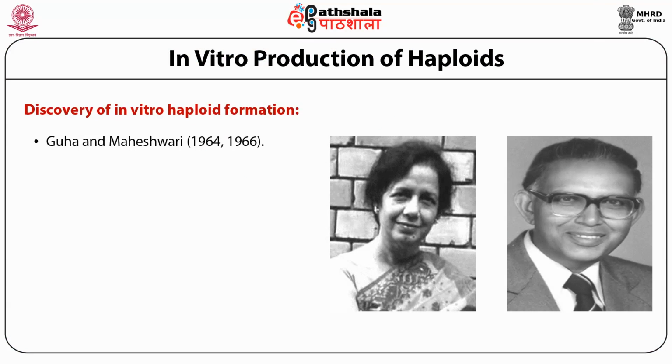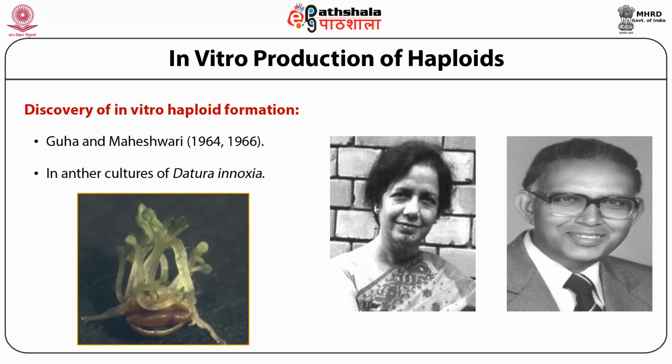Therefore, in 1964, when two scientists at Delhi University were trying to study the physiology of meiosis in cultures of anthers, they discovered that after some time, the anthers dried up from the outside and burst open, and from the inside, green plants emerged. This was in 1964, and this was a breakthrough. In 1966, they confirmed cytologically that these plants which arose from inside the anther were haploids.